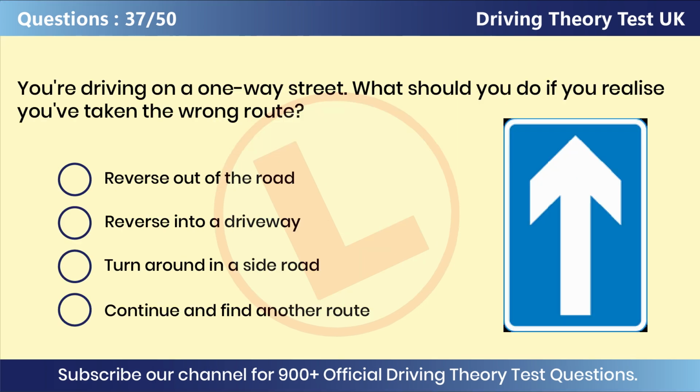Question 37. You're driving on a one-way street. What should you do if you realize you've taken the wrong route? A. Reverse out of the road. B. Reverse into a driveway. C. Turn around in a side road. D. Continue and find another route.